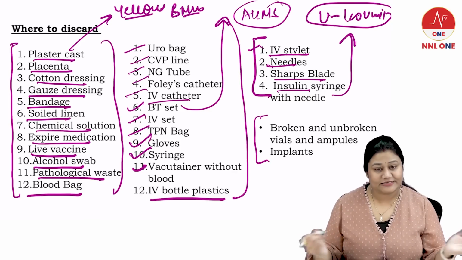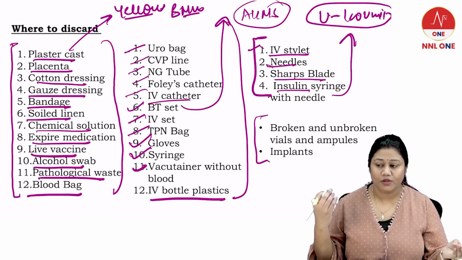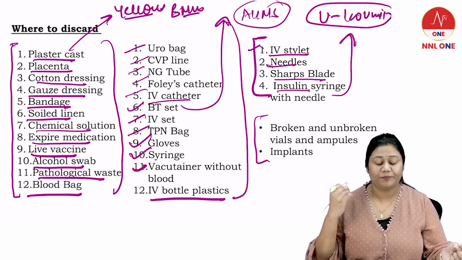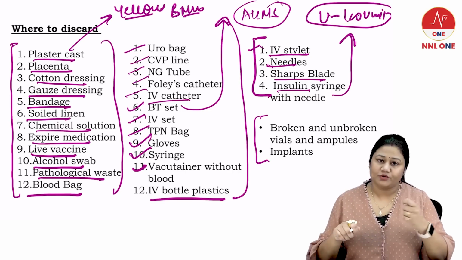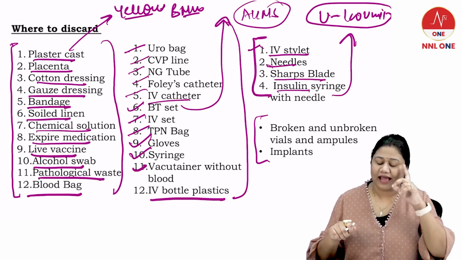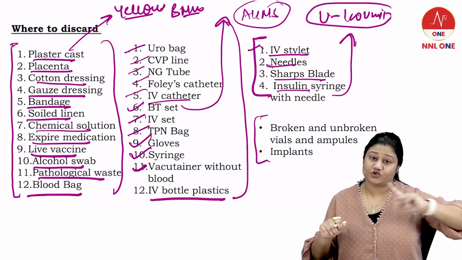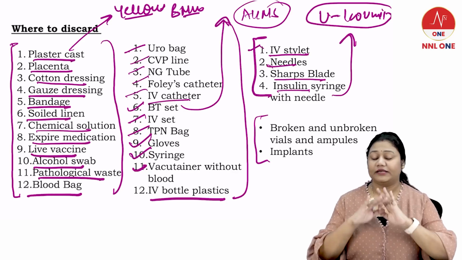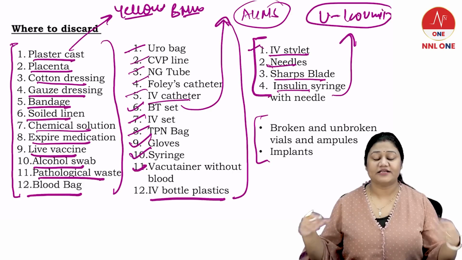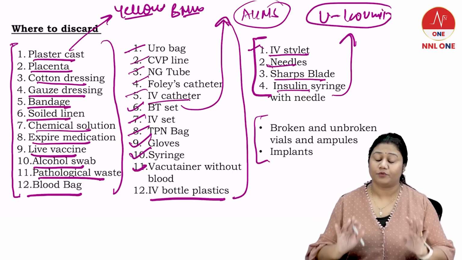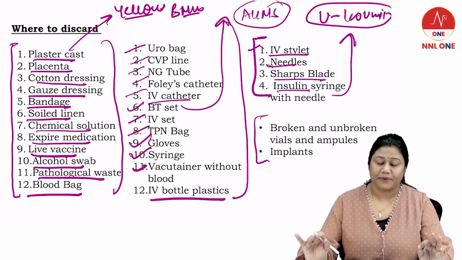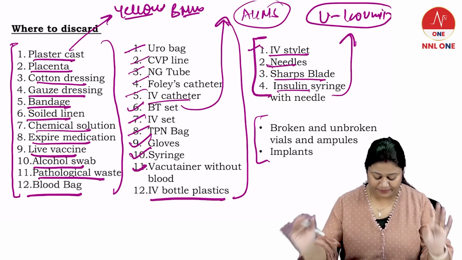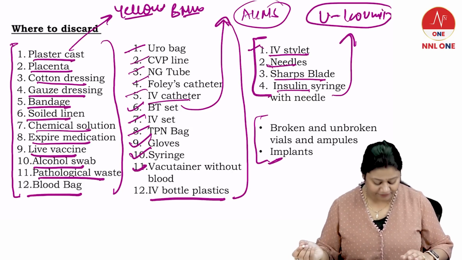Then the last one is the blue, where we discard all the ampule and vial. Previously we had the practice that the ampule after using it becomes a sharp. Don't have this thought that it is a sharp and should be discarded in a puncture proof container. No, all forms of glass, whether broken or non-broken, should be discarded in the blue biomedical waste bin, right? And then lastly we have implant.